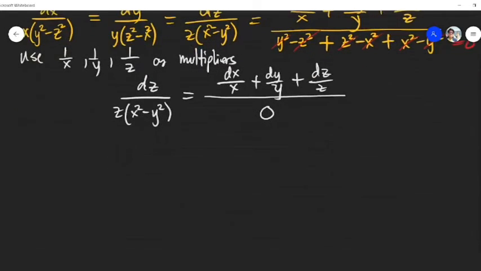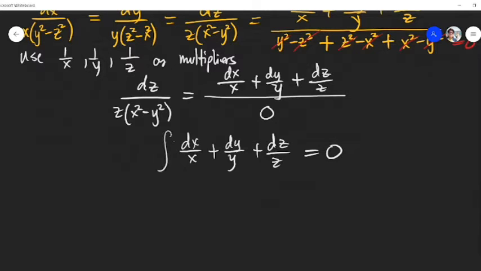Okay, and we cross multiply it. What remains is dx over x plus dy over y plus dz over z, and this is equal to 0. So we can now integrate the whole expression. The integral of dx over x is ln of x, same with dy over y, ln of y, plus ln of z is equal to the arbitrary constant c sub 1.